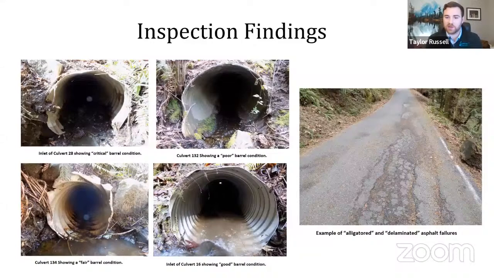And then on the right, I want to show an example of what a lot of the roadways we found that were in poor condition looked like. We call these an alligator. It looks like the back of an alligator, where there's a lot of cracking going on in the roadway. And delamination is when the asphalt starts to come peeling off of the roadway.